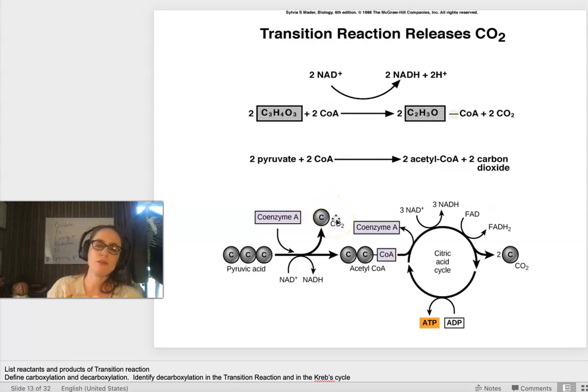Now, there's also something known as a carboxylation reaction. Anytime we add on a carboxyl group, then we've had a carboxylation reaction. So if this were going in the opposite direction and we had a 2-carbon backbone, we ended up with the 3-carbon backbone and oxygen was also part of the reaction, then we would have called that a carboxylation reaction.